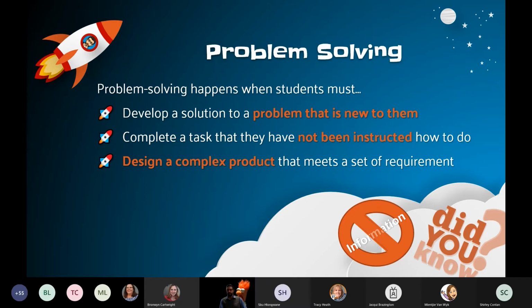So learning activities that require problem solving do not give students all the information, and they don't specify the whole procedure. They complete a task that they have not been instructed on how to complete. So they don't have all the instructions. They've got to figure that out as they go. Then they design a complex product that meets a set of requirements. So they need to come up with a solution or a way of solving this problem.